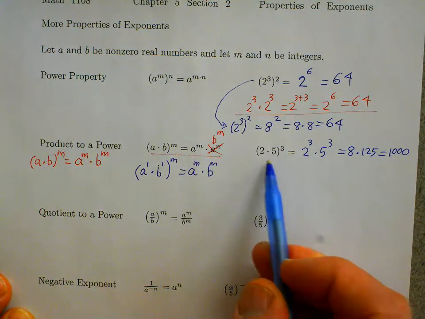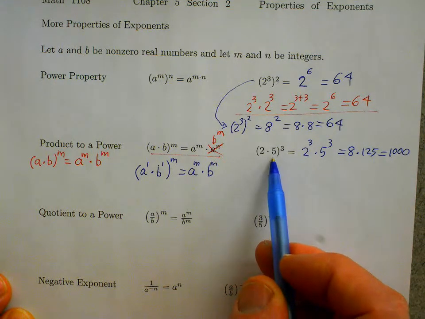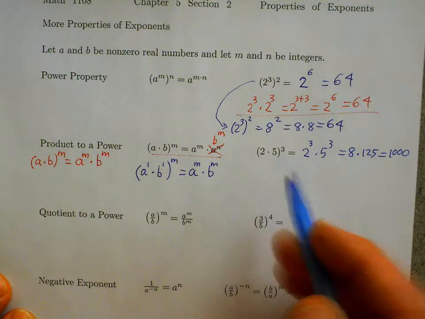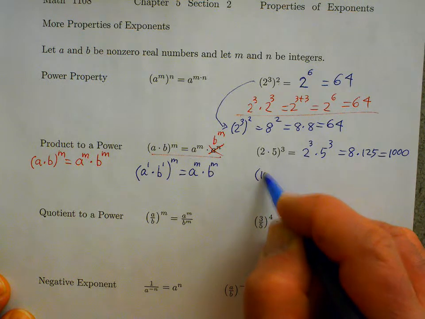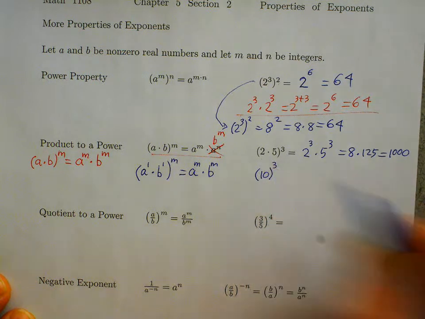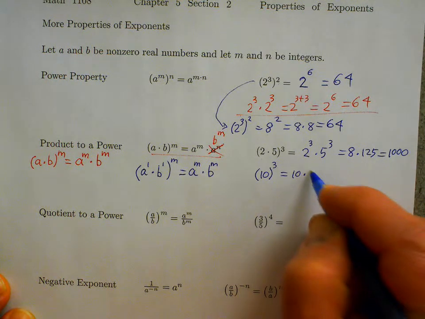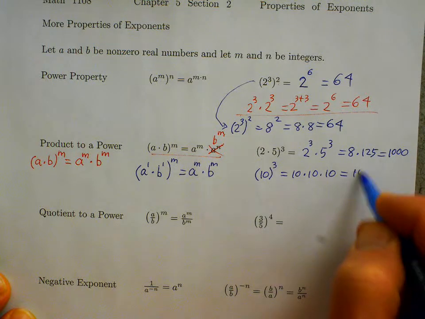Another way to do it, if we have 2 times 5, if that product is raised to the third, we can multiply 2 times 5 inside the parentheses first. 2 times 5 is 10. And then 10 to the third, that means 10 times 10 times 10, which is 1,000.